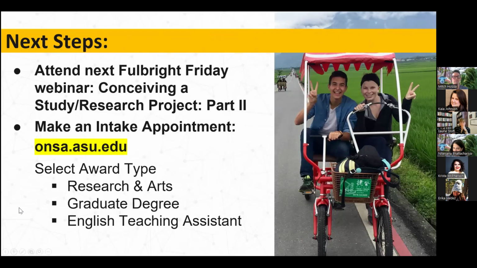All right, so this is probably the time that we can talk about next steps. We have another wonderful Fulbright Friday coming up for you next week, which will be talking more about putting together your application essays. In the meantime, make an appointment with us. Just go to onsa.asu.edu, select what kind of award you are interested in applying for, and you will be asked to select one of us based on your available times, and we will be happy to meet with you.